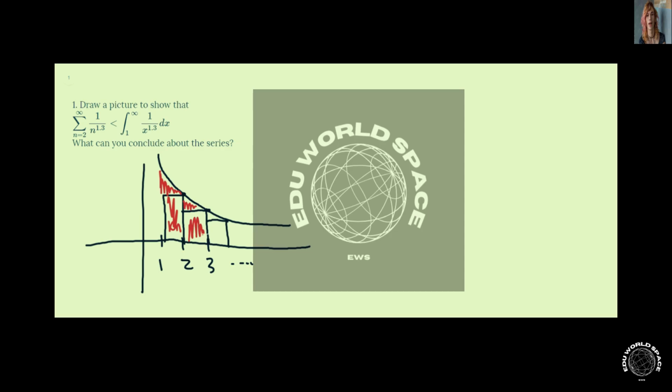So we can see right away that for each subinterval, there's a little bit that gets missed by the series that the integral itself picks up. So clearly, the area of the rectangles for our series is less than the area of the integral itself. Now, as far as what we can conclude about the series based on this information, we can see if we actually evaluate that indefinite integral.